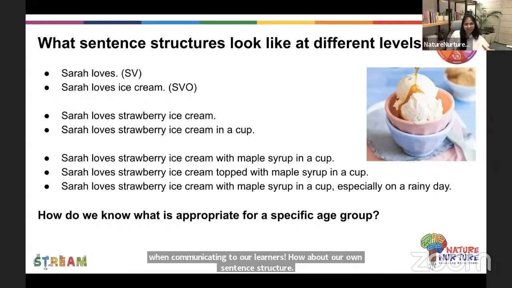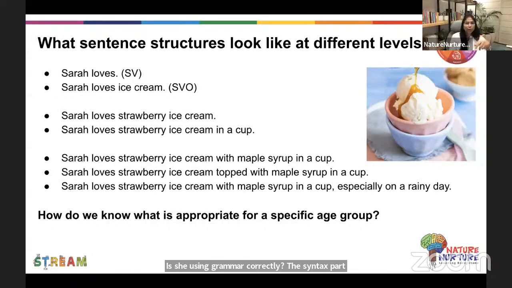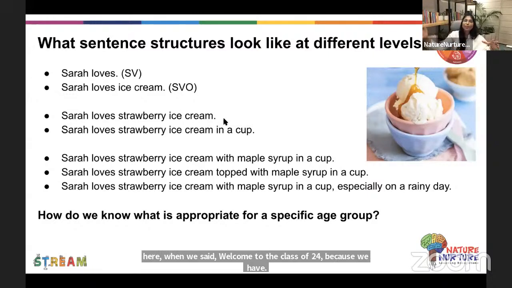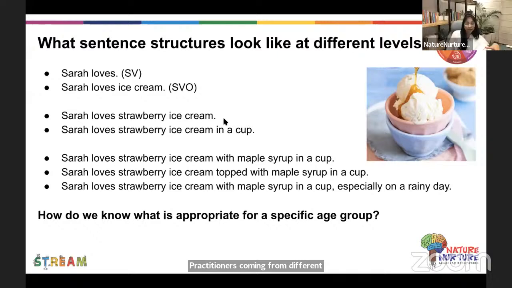The syntax part, right? So can you quickly type in the chat window, if you are an NNLP 4 practitioner, what do you think your child would be able to say? Now here, when we said welcome to the class of 2024, because we have practitioners coming from different parts of the country where the language proficiency level may vary, you may have different responses and we will respect the responses of each one.